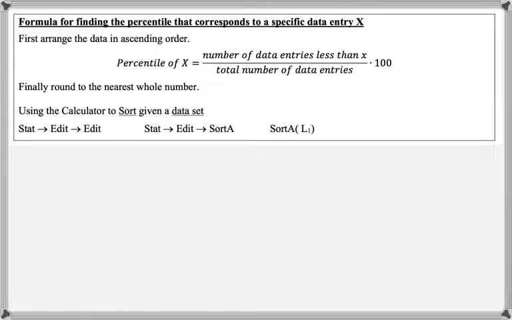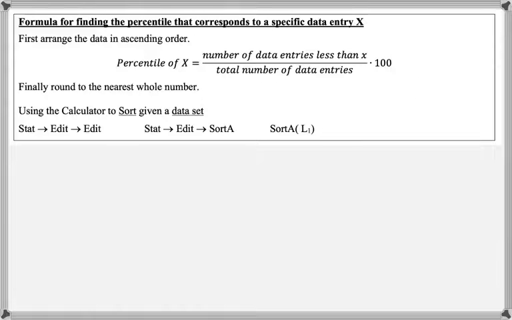Next is the formula for finding the percentile that corresponds to a specific data entry x. First, we need to arrange the data in ascending order, and then we need to take the number of data entries that are less than x, divide it by the total number of data entries, and then multiply that by 100. And then finally round to the nearest whole number.